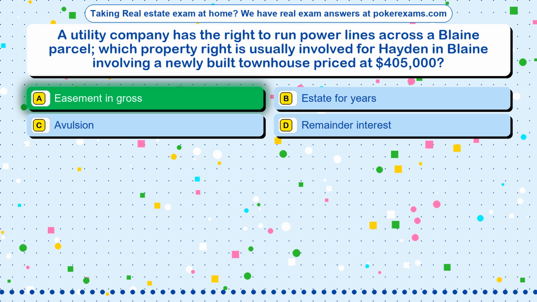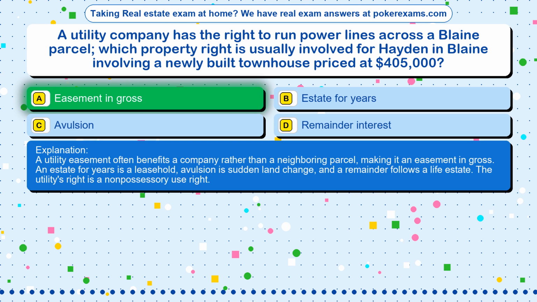The correct answer is option A, easement in gross. A utility easement often benefits a company rather than a neighboring parcel, making it an easement in gross. An estate for years is a leasehold, avulsion is sudden land change, and a remainder follows a life estate. The utility's right is a non-possessory use right.